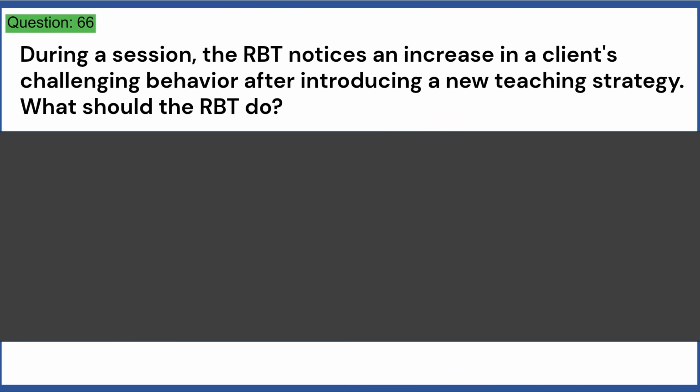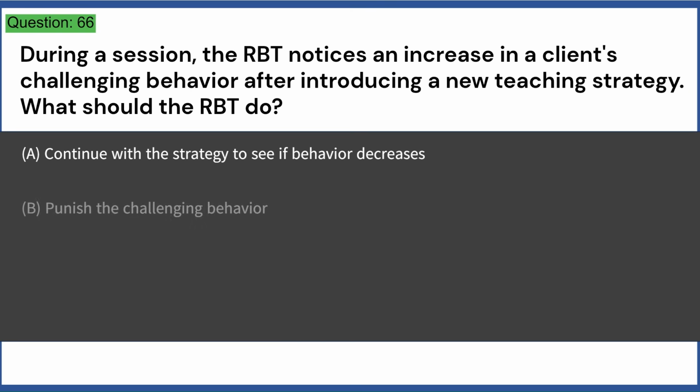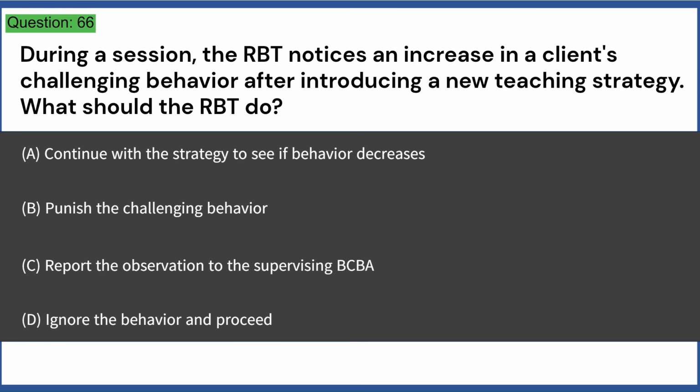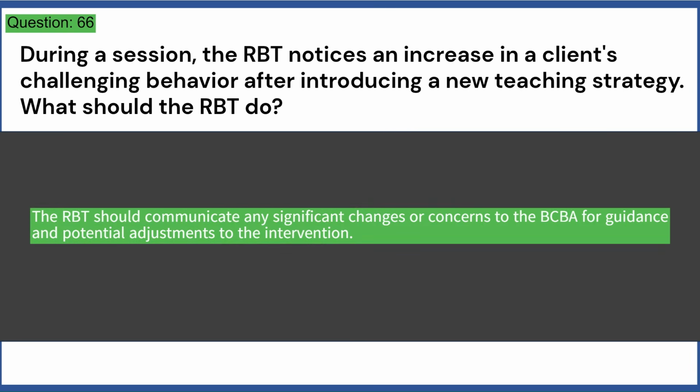During a session, the RBT notices an increase in a client's challenging behavior after introducing a new teaching strategy. What should the RBT do? A. Continue with the strategy to see if behavior decreases. B. Punish the challenging behavior. C. Report the observation to the supervising BCBA. D. Ignore the behavior and proceed. Answer C. The RBT should communicate any significant changes or concerns to the BCBA for guidance and potential adjustments to the intervention.